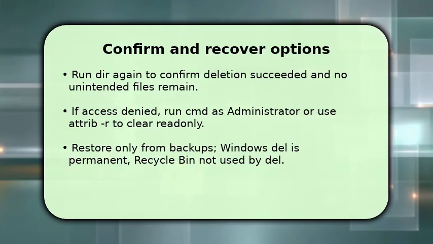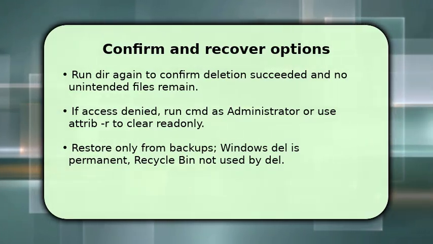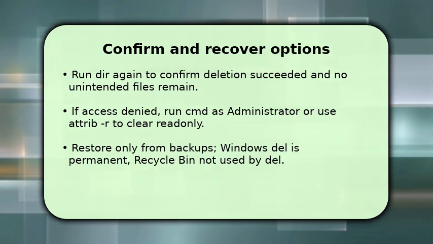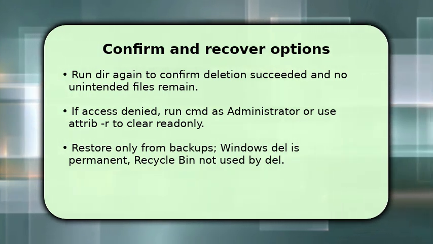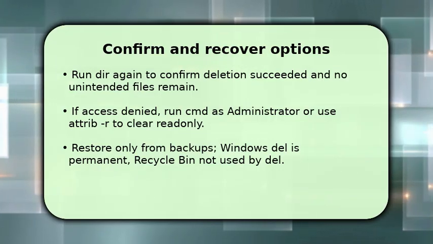Finish by verifying the result. Run dir to confirm the file or folder is gone. Once done, if you hit access denied errors, run command prompt as administrator or clear the read-only attribute with attrib -r before retrying. Permissions often block deletion.